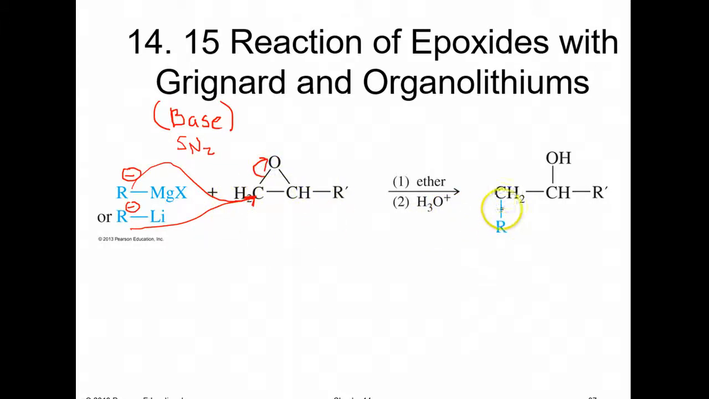Okay, so notice your R group goes on the least substituted position, and your alcohol goes on the most substituted spot. Okay, and this is done in ether because we just learned, at the beginning of this chapter, that Grignards are very stable in ether. So ether is not really a reagent. The first reaction is the addition of the Grignard in ether. The second reaction is the protonation of the O-. Okay, so that's basically it for chapter 14.